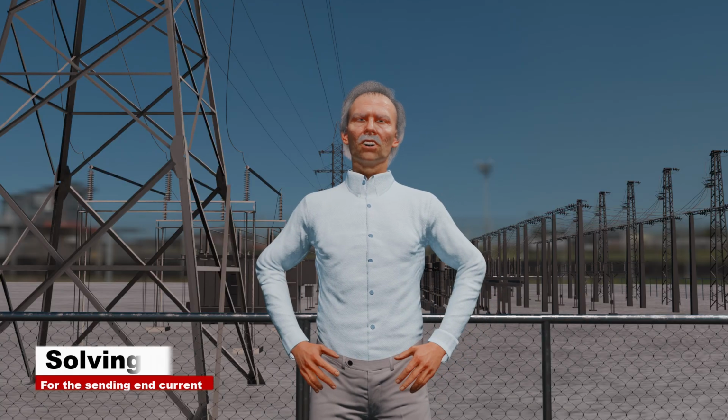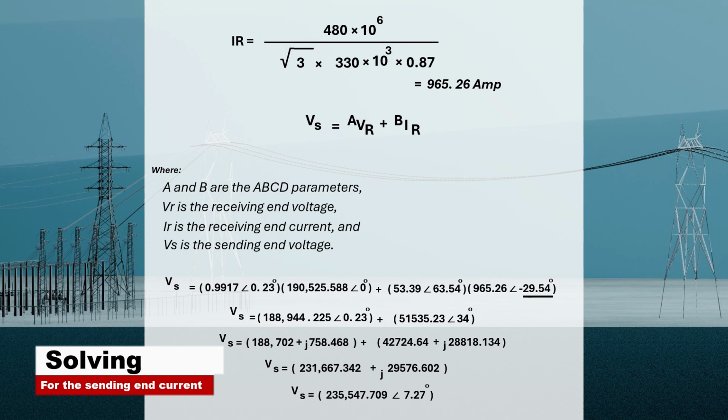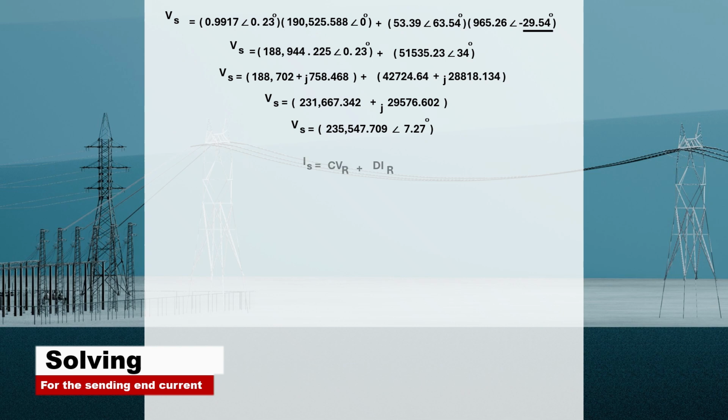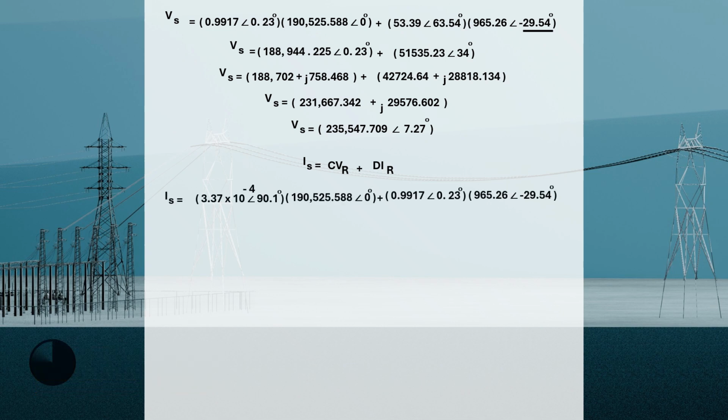In the same vein, we can now calculate the sending end current Is, which is equal to parameter C multiplied by the receiving end voltage Vr, plus parameter D multiplied by the receiving end current Ir. When we substitute the values into the equation, we get Is as this, and when simplified, Is will now equal (64.207 at an angle of 90.1 degrees) plus (957.24 at an angle of 29.31 degrees).